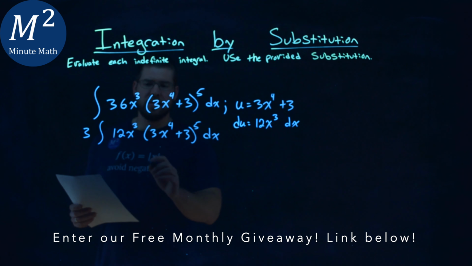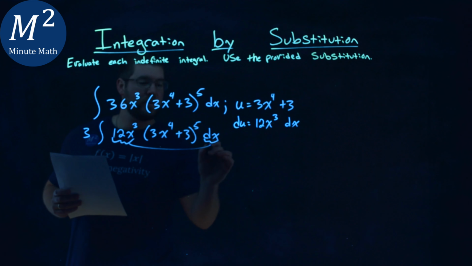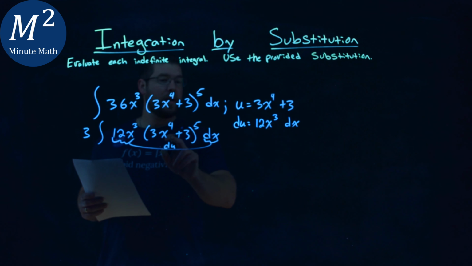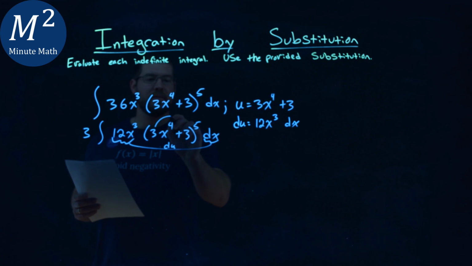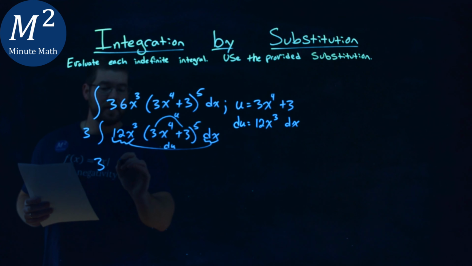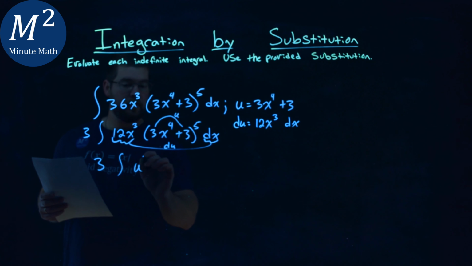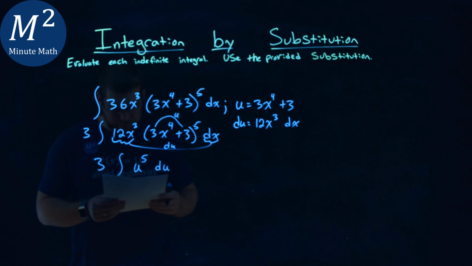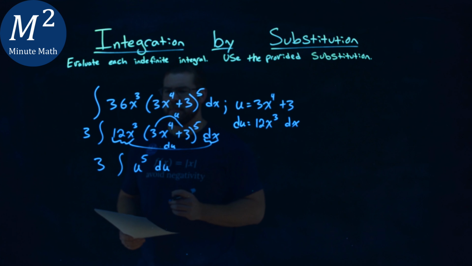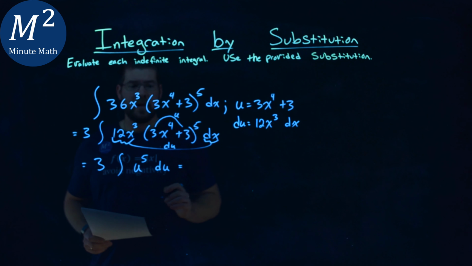And so now we can see that this 12x to the third power and dx is just our du right there. Okay? And then 3x to the fourth power plus 3 is that u value. So we can rewrite this integral to be 3 times the integral of u to the fifth power du. Now this is a much easier problem to solve. And that's the beauty of this u-substitution. So let's go find that integral.